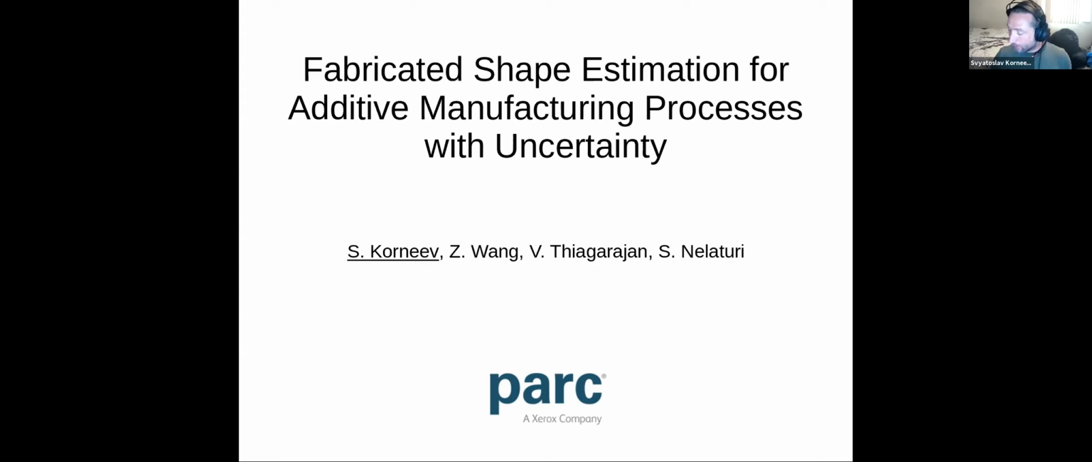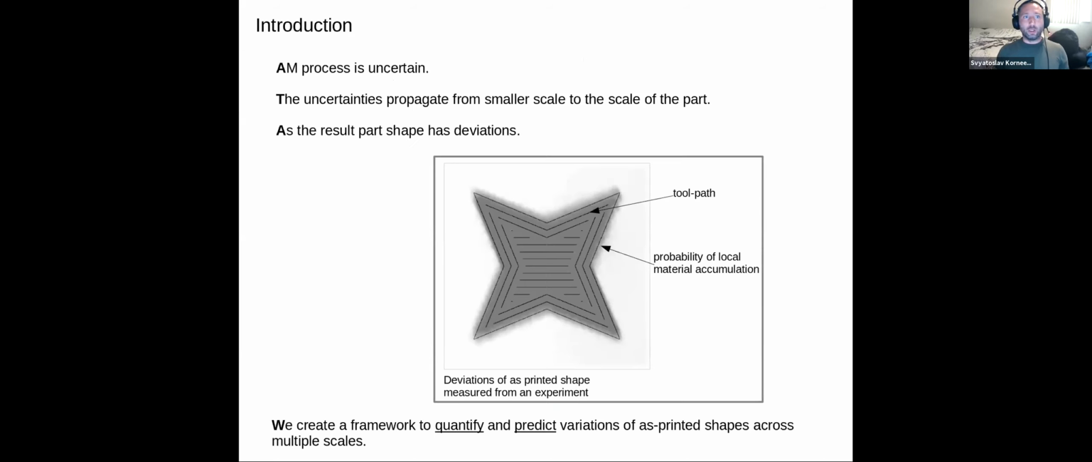So let me start. Today I will talk about how to estimate the shape of a printed part considering manufacturing uncertainty. In AM processes, 3D printing is always uncertain. You have uncertainty in material properties, in the deposition location, and in process parameters, and this uncertainty propagates from the smallest scale, from the scale of a deposition event, to the scale of a part. As a result, the final printed part shape has a deviation.